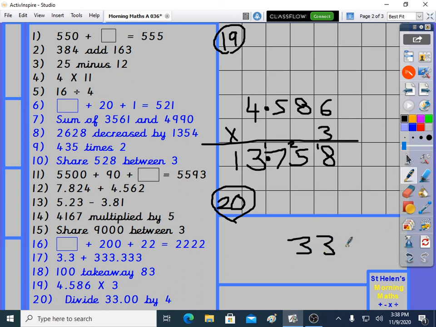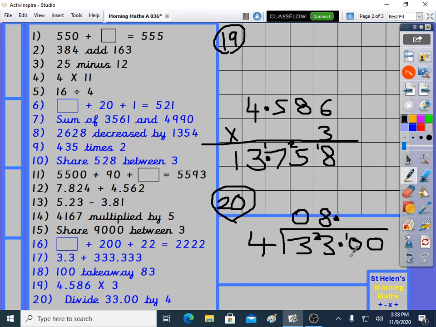33 wouldn't divide by 4. If you make it 33.00, then it will divide by 4. It will give a nice decimal answer. How many 4s in 3? 0, carried a 3. Lots of 4s in 33. 7 going to, no. 8 going to 32. Even remainder 1. Don't forget the decimal point.